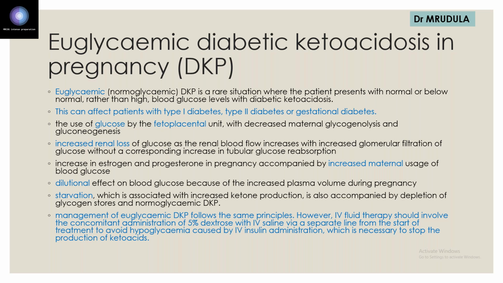Only thing you have to add to the IV fluids is 5% dextrose with a separate IV line. Okay, so 5% dextrose with normal saline in a separate line from the start of the treatment to avoid hypoglycemia. Because you have to give insulin to reduce the production of keto acids, so along with insulin, to avoid hypoglycemia, you have to add 5% dextrose also.